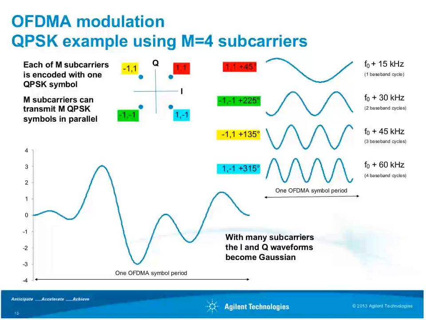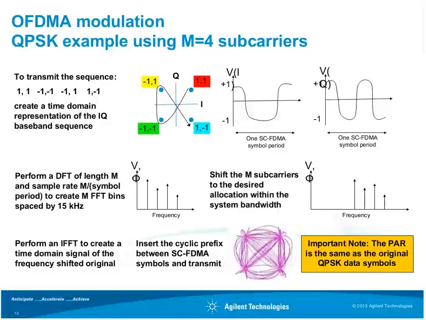Now, this final waveform here is just simply a summation of these subcarriers. Now, the randomness of that final waveform here actually will increase as we increase the number of subcarriers, and in the limit, this composite waveform ends up resembling Gaussian noise. And as we know, the Gaussian noise distribution has a very high peak to average ratio.